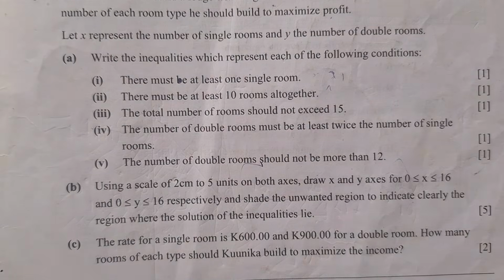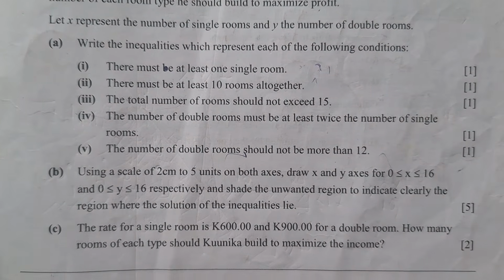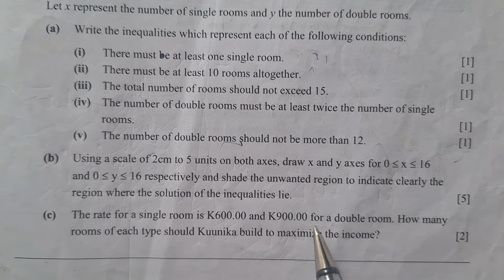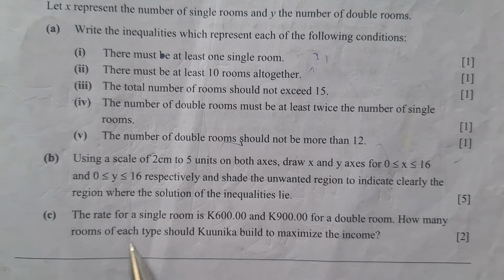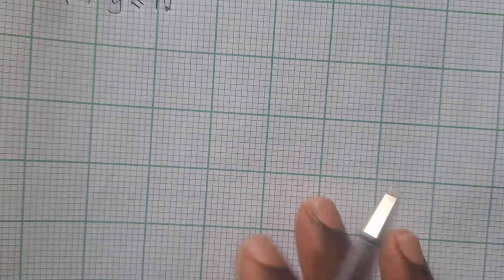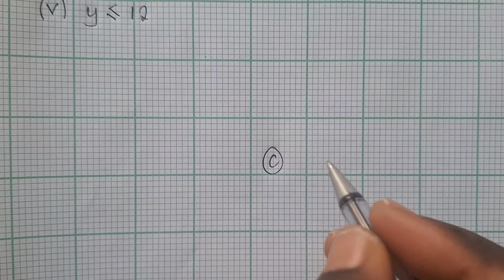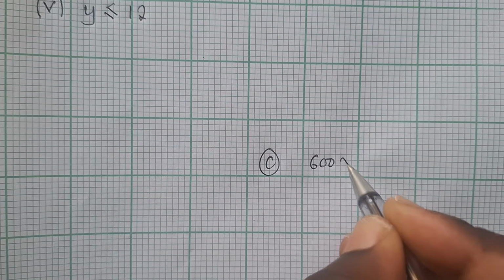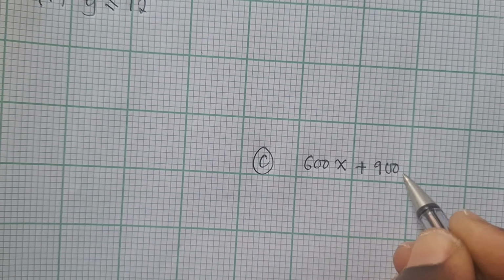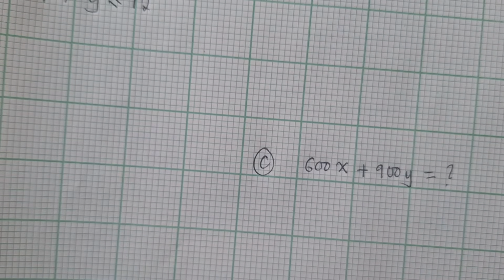So we've graphed, okay? So now for the last question here, they're saying the rate for a single room is 600 kwacha and 900 kwacha for double room. How many rooms of each type should Kunika build to maximize the income? So what you do here is you indicate that this is question C, of course. So question C, you just get what they have given you, 600. You say 600x, x is for single, plus 900y, y is for double.